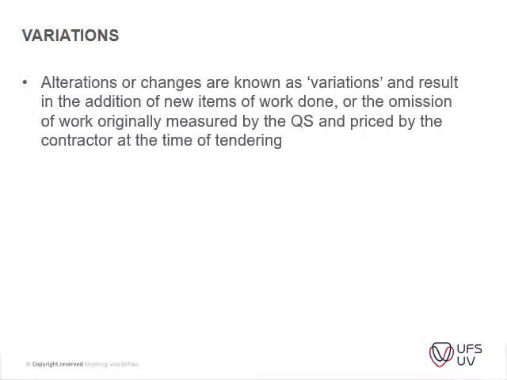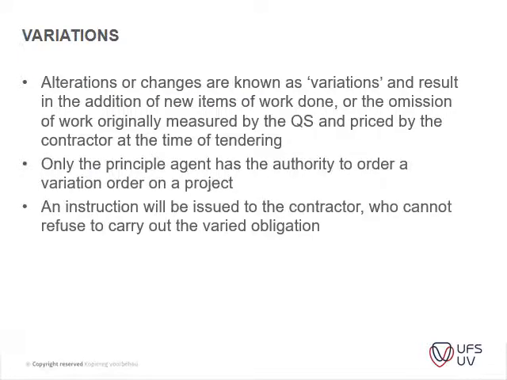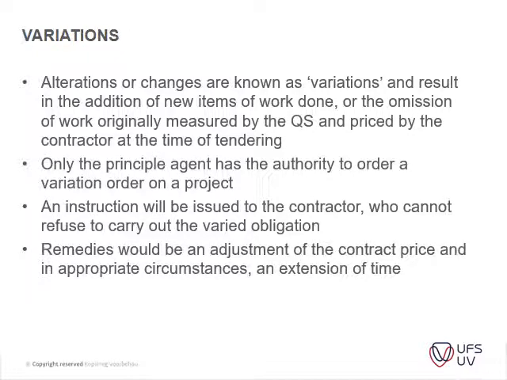So alterations or changes are known as variations and result in an addition of new items of work or the omission of work originally measured by the QS and priced by the contractor. Very straightforward. Only the principal agent has the authority to issue variation orders on a project, contractually. An instruction will be issued to the contractor, who cannot refuse to carry out the varied work. Remedies would be an adjustment of the contract price and, in appropriate circumstances, an extension of time.